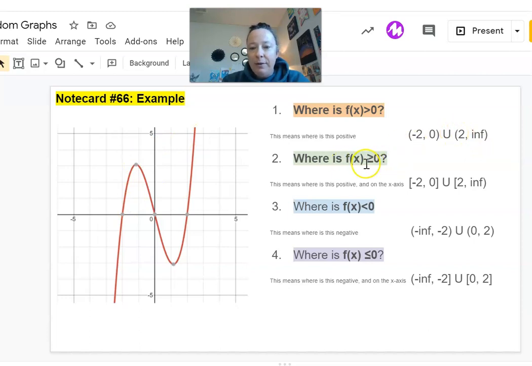Where is it greater than or equal to 0? This means where is it positive and on the x-axis. So you just put brackets on the x-intercepts. In the blue, where is it negative? That's what that really means. So it's negative down here and here. So this is negative infinity up to -2. And this one's from 0 to 2, like normal. But then if I add the equal to on there, you just put brackets around the x-intercepts.